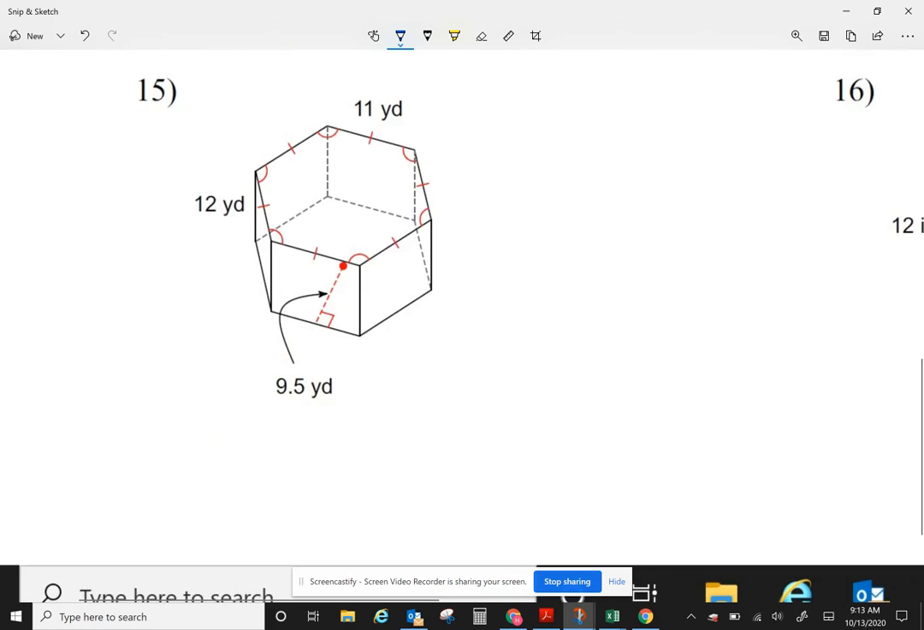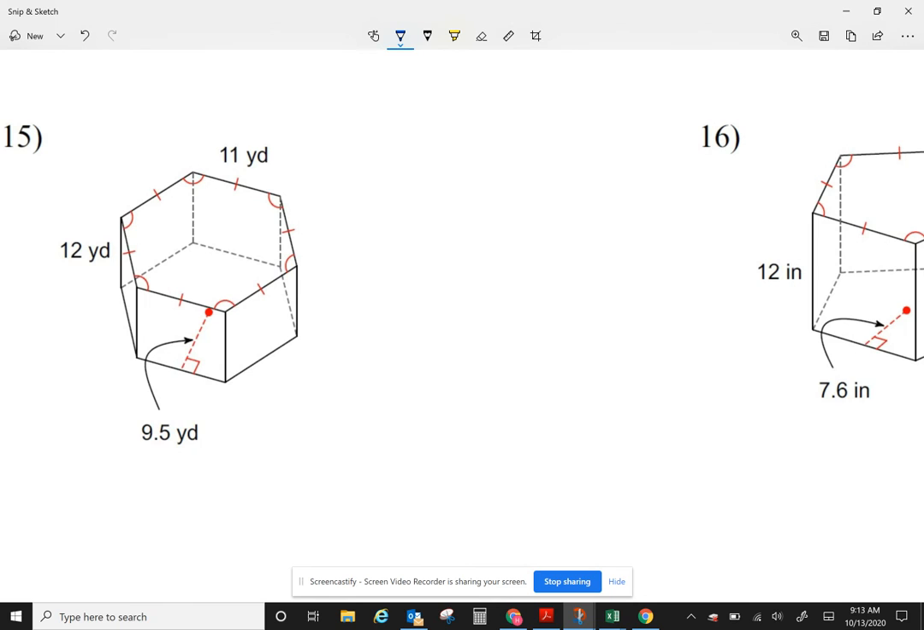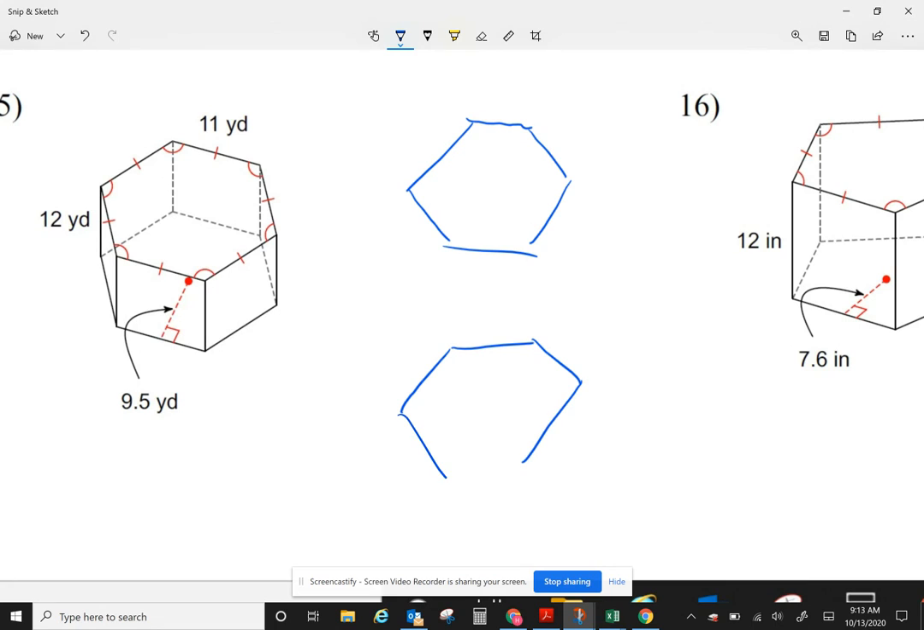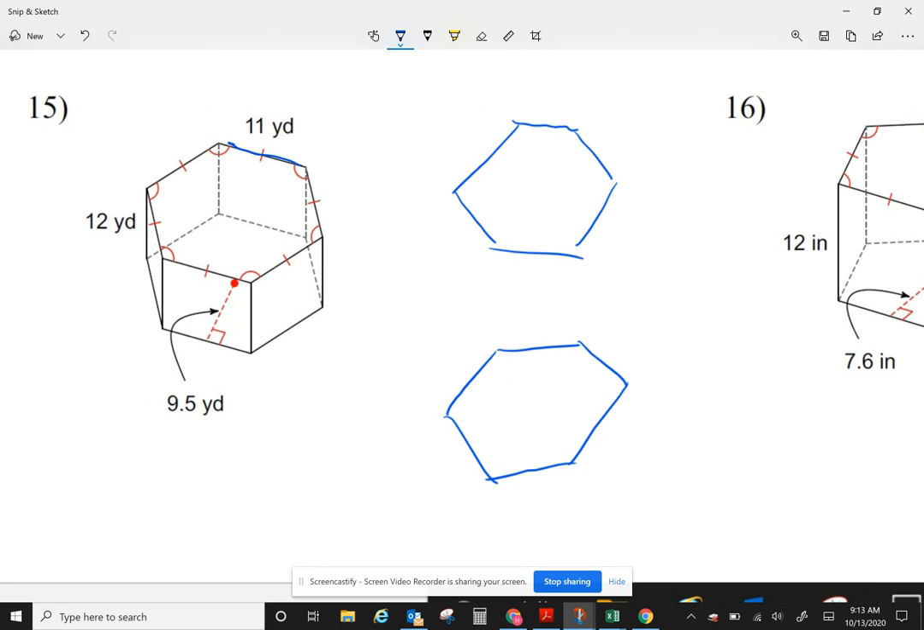All right, let's take a look at question number 15. Now, in this case, the base has 6 sides. So let me draw the base. I'm going to be dealing with two bases that have 6 sides. I know each side of my base is 11. So I know this side at the bottom is 11. I'm going to draw a little triangle here.